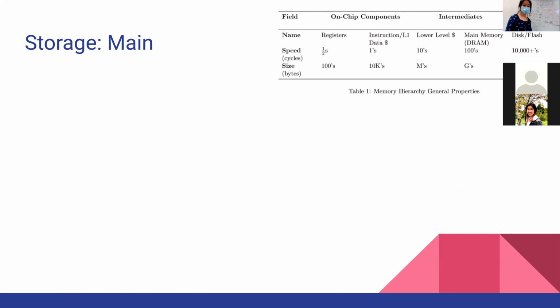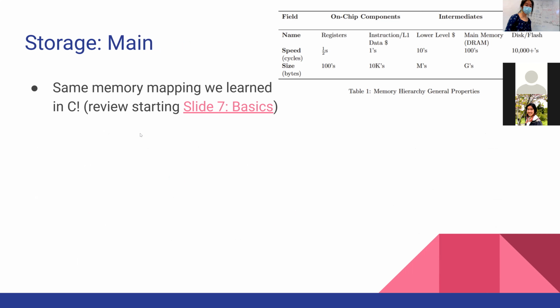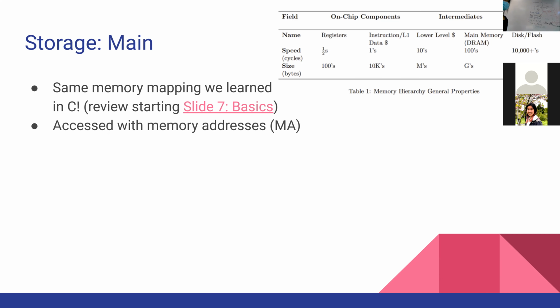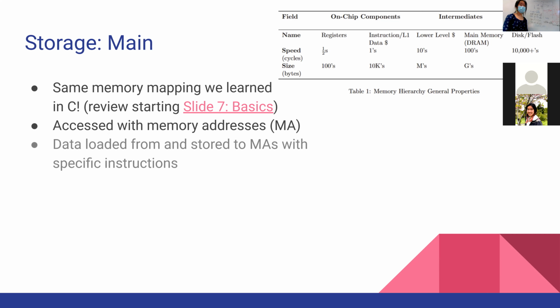Okay. And then main memory, I'm not going to go too much into this, but it's using the same memory mapping that we learned in C. So nothing changes at all. We saw this here. So we have stack, heap, static, and code. And then there's a review on slide 7 about that we won't get to now, but it was from the C discussion a couple weeks ago. And we access it with memory addresses, same as in C. So in this case, it might be the result of calling malloc, or the result of, say, accessing the stack pointer.